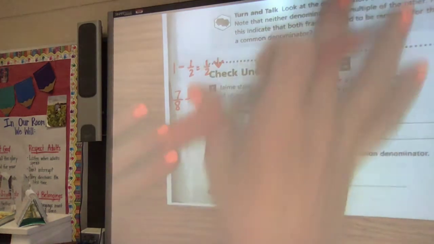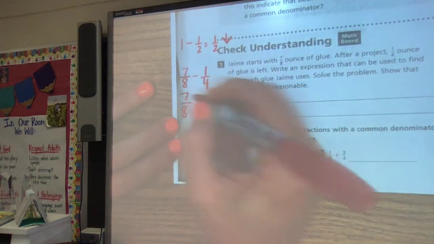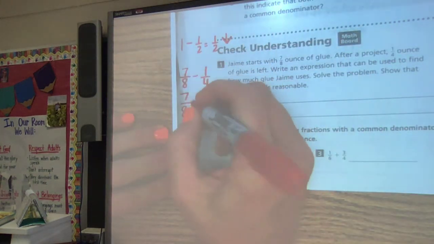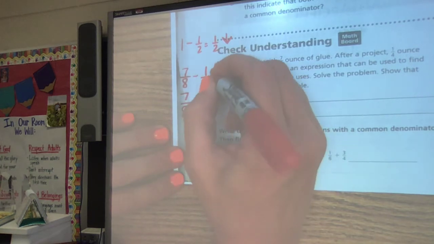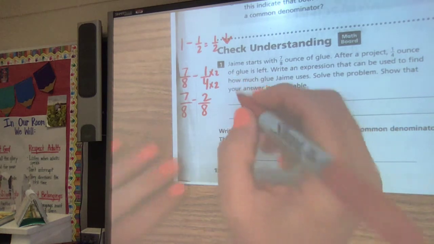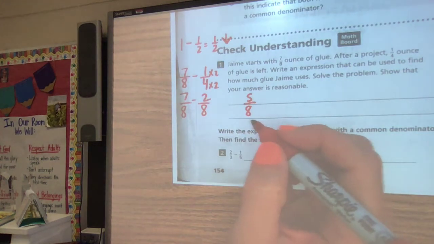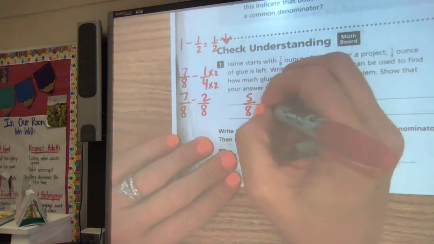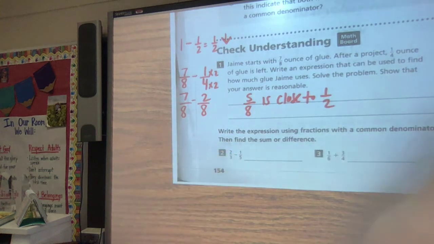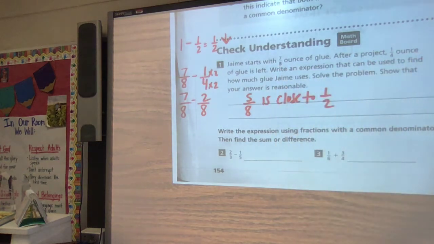Okay, this common denominator probably comes to your mind very easily. We've worked with these a lot. 8. We know we're counting, we say 4, 8. So we will keep 7/8, and 1/4 is equivalent to 2/8, which gives us 5/8 as our answer. 5/8 is close to our 1/2. And so that helps us to know that our answer is reasonable. He had 7/8 and he had 1/4 left.